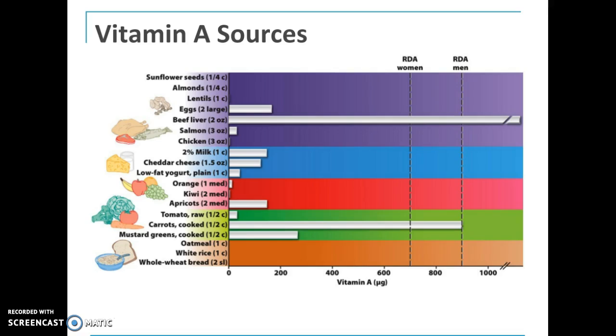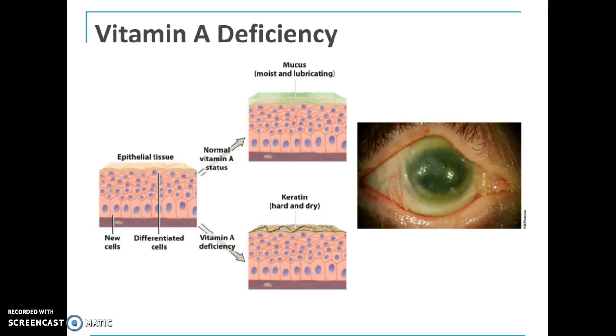Vitamin A sources, as you can see, in the retinoid form are going to include animal products, and in the carotenoid form are going to include fruits and veggies. This is a picture of vitamin A deficiency leading to xerophthalmia. Without vitamin A, you can see there's a hardening and drying of the eye, which then causes xerophthalmia.